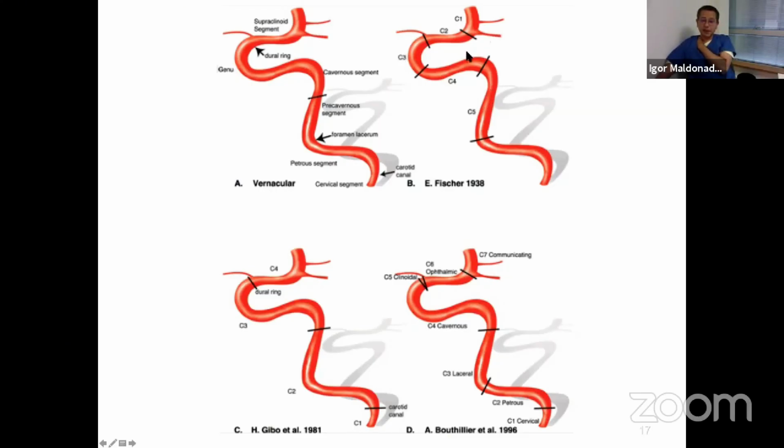So I think that the best way to deal with different classifications is to use not only numbers but also vernacular classification. Every time we describe it, we should use terms to describe it. Gibault and Bouthillier are more recent classifications, but are quite different. You see that the segments are numbered in the direction of the flow. They do not correspond perfectly. Interestingly, in the Bouthillier classification, you have a small segment for the clinoidal portion.